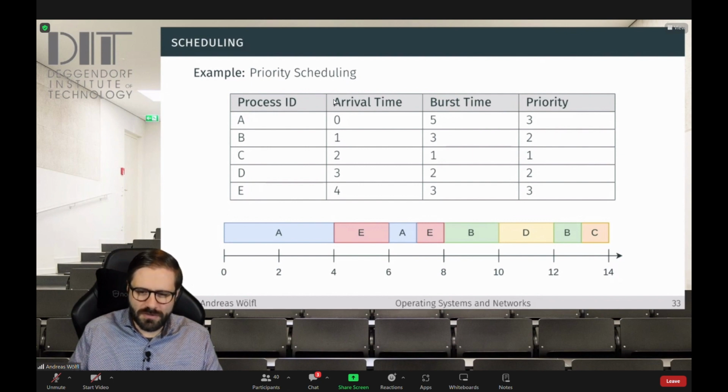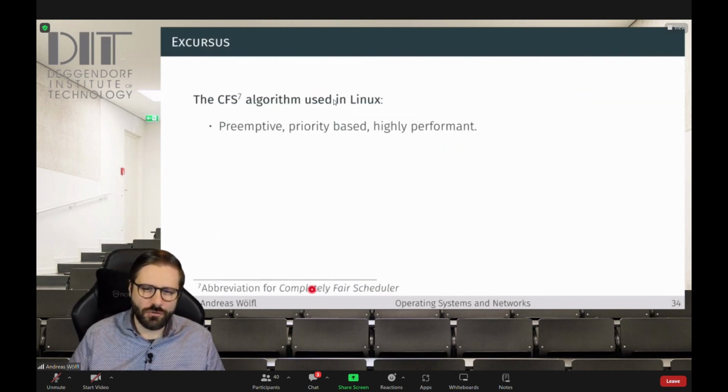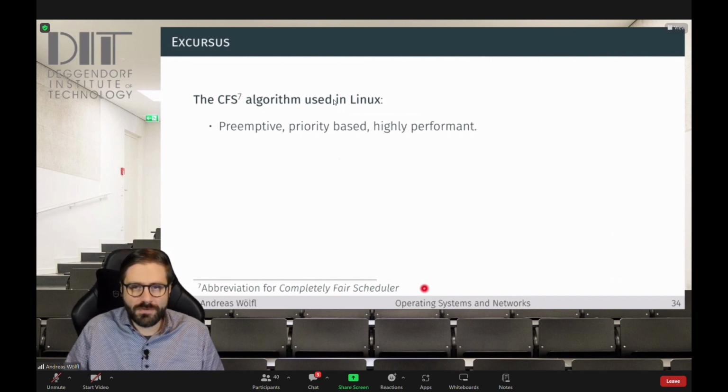And what I show you next is what the Linux kernel does, because the Linux kernel combines these aspects into what we call a completely fair scheduler. So this is the name of the scheduling algorithm used in the Linux kernel. It's CFS, and it works as follows. The Linux scheduler is preemptive, so we can take away the CPU from a process. It's priority based, and it's high performant because it's in the Linux kernel, obviously.